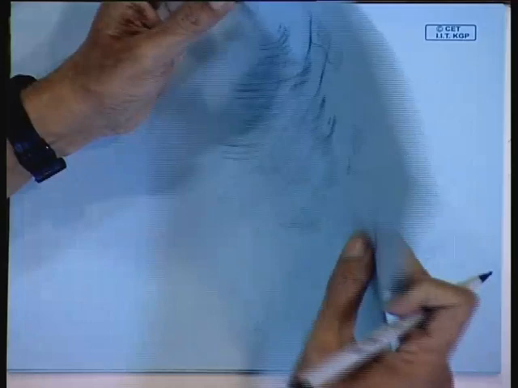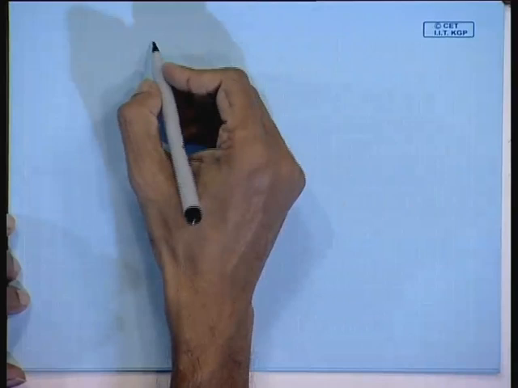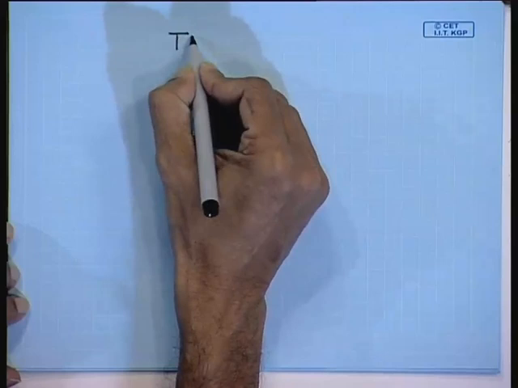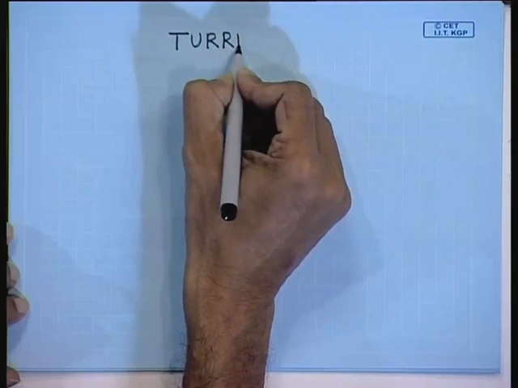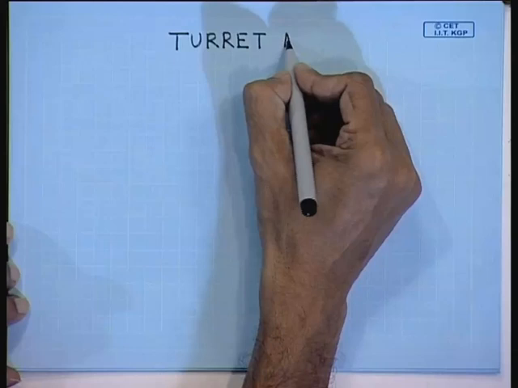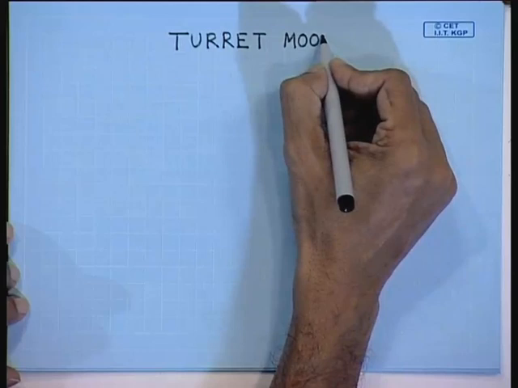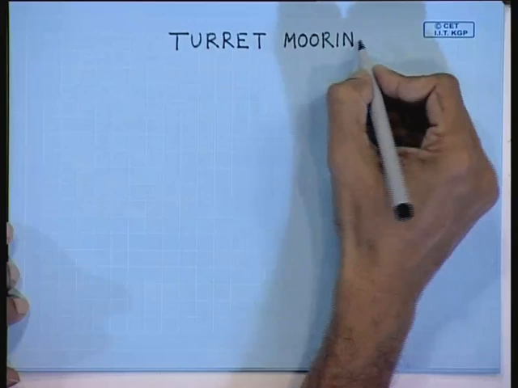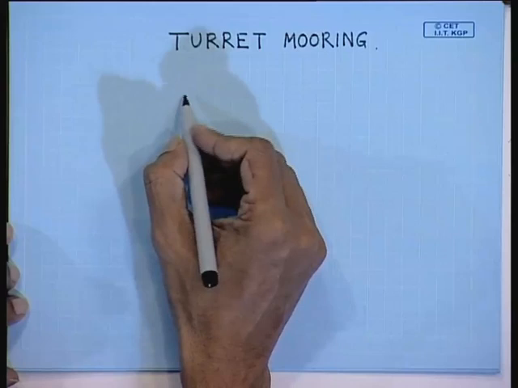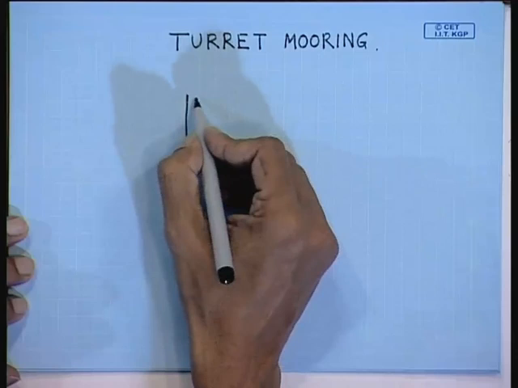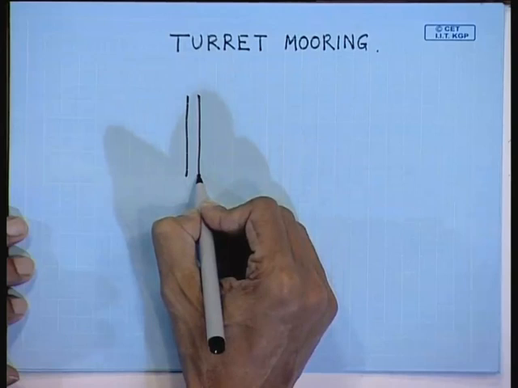The last one, to some extent, I have talked about. That is called a turret, or turret mooring. Now, turret moorings, actually there are two types. One is called an external turret and the other is an internal turret. The one that I will be showing here is an external turret. An external turret is a structure which is fixed to the bow of the ship. This is called a bow turret.